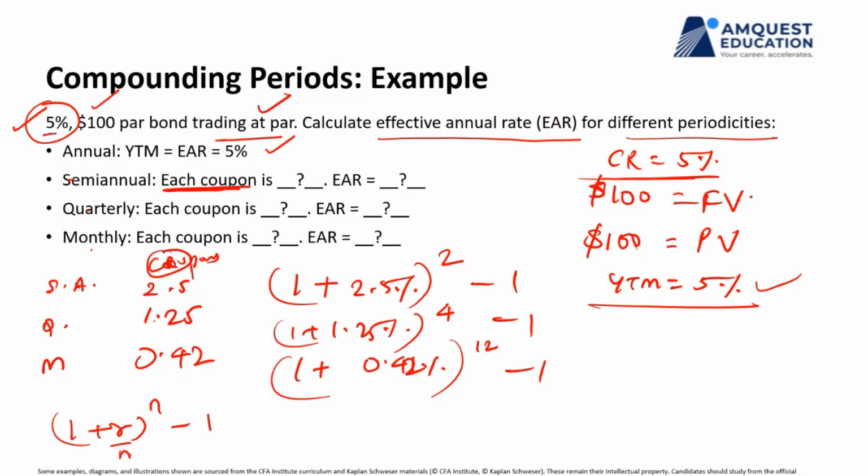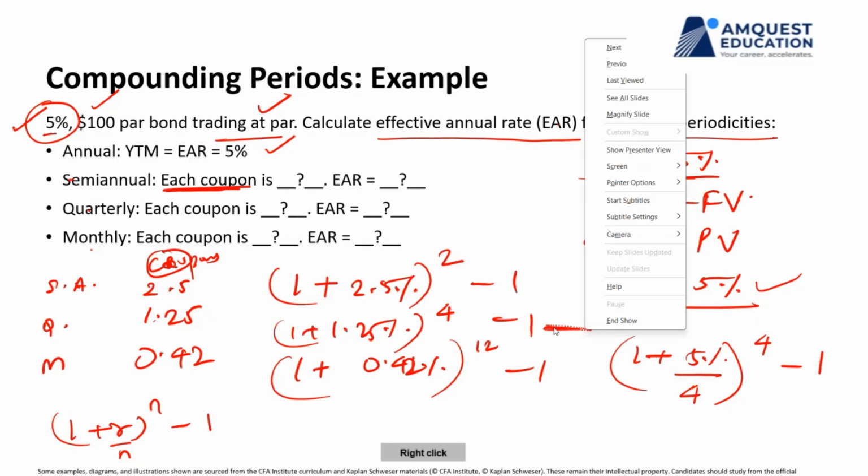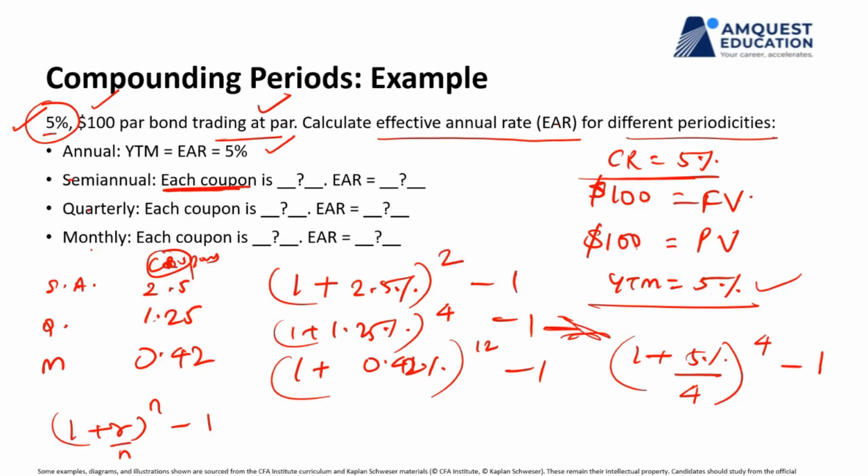And we always used to write r by n when we used to do compound interest. So it's pretty much the same. 1 plus 5% by 4 if you're doing quarterly raised to the power 4 minus 1. That is exactly what we have done here, right? So it's nothing but the compound interest formula. We are just writing it to calculate our effective annual rate.